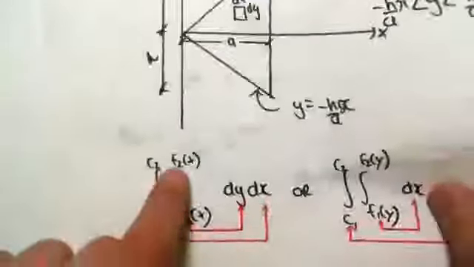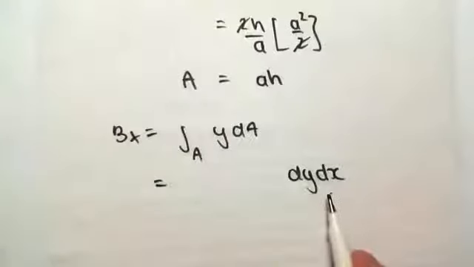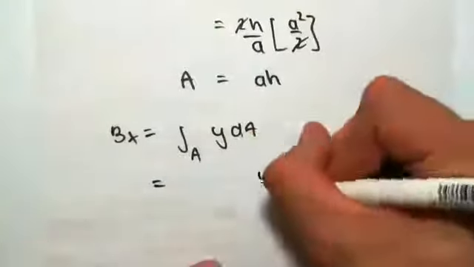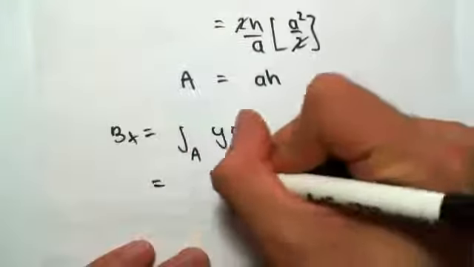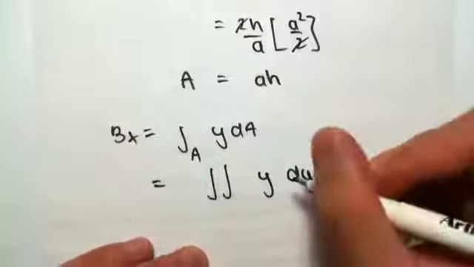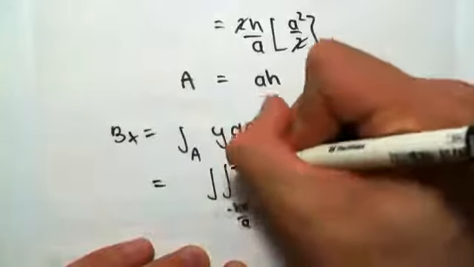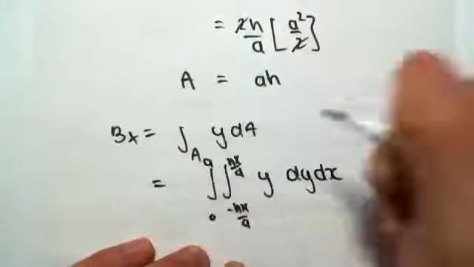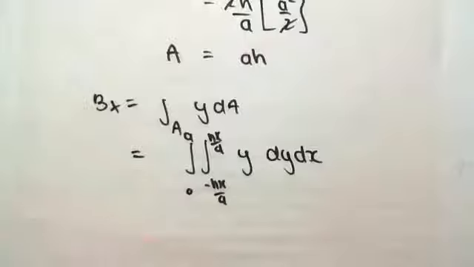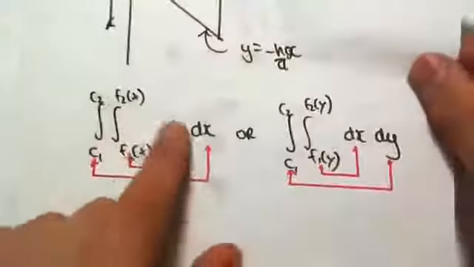So we're just going to be using this type of setup the whole time, the dy dx, that order, which is our dA area. That's going to be y from there to there. And this is integrated. Once again, the order is very important. From minus hx on a to hx on a, from 0 to a for those two integrals. So just showing you the integral again. The order is very important.